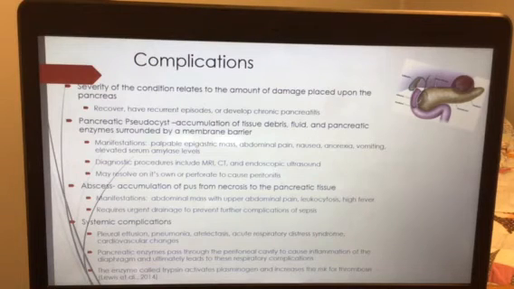So we have pleural effusion, pneumonia, atelectasis, acute respiratory distress syndrome, and several cardiovascular changes. Pancreatic enzymes pass through that peritoneal cavity, and that causes inflammation to the diaphragm and leads to those respiratory complications. We also have the enzyme called trypsin, which activates plasminogen and increases the risk for thrombosis. So upon assessment, looking for those DVTs, pulmonary embolisms, things like that, because of the increased ability of the blood to clot.